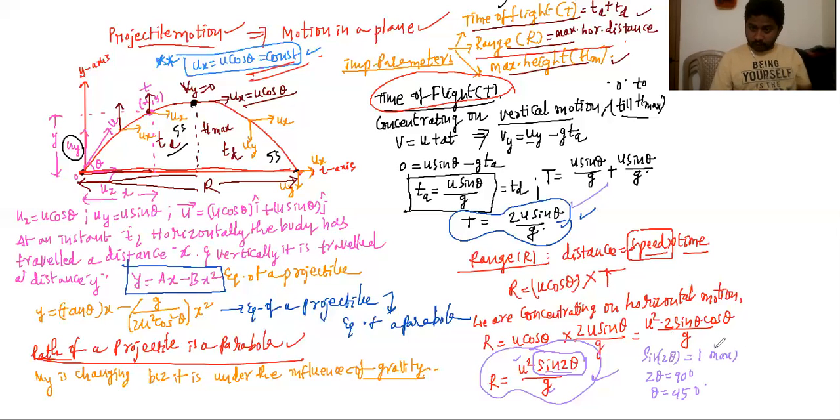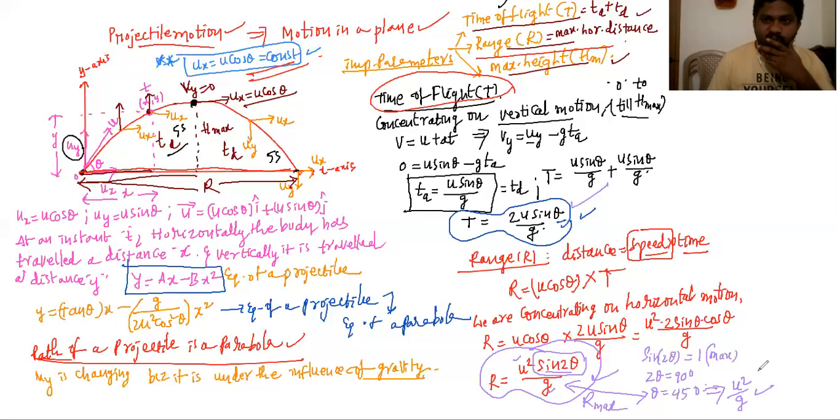So what I just wanted to tell you is that the range of a projectile is maximum when theta is 45 degrees. Carefully see, when theta is 45 degrees, we get the maximum range. So what is the range here? Sine 2 theta is sine 90, which is 1, so the range is just u square by g. That is the maximum range formula. All right, clear?